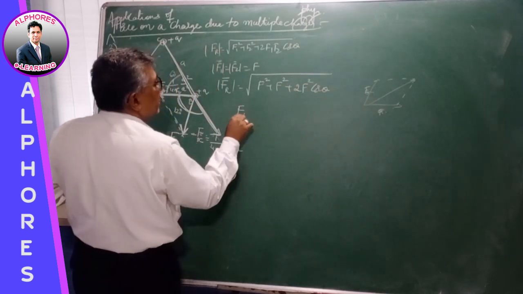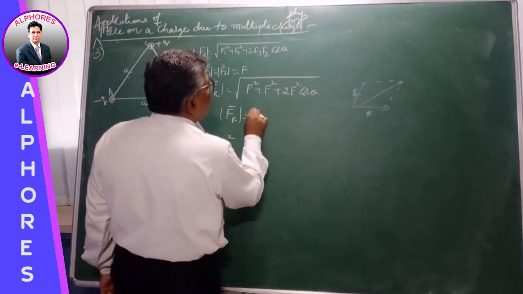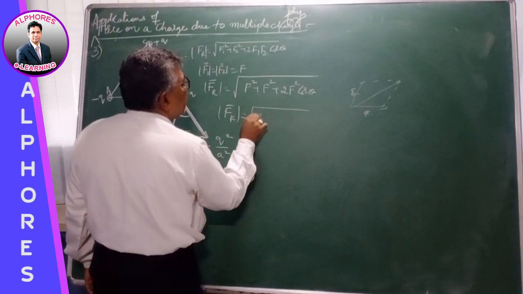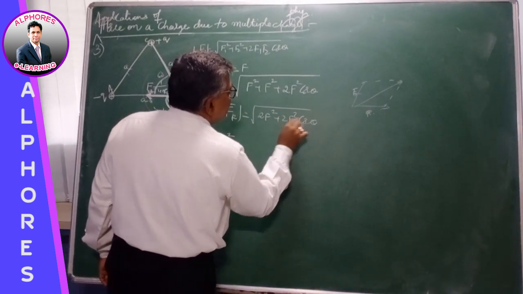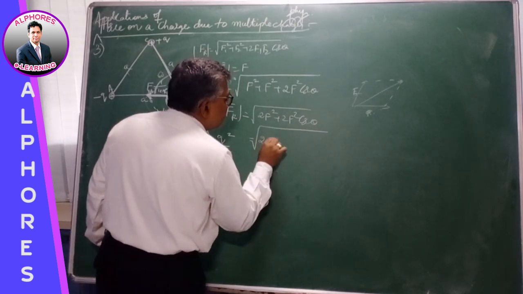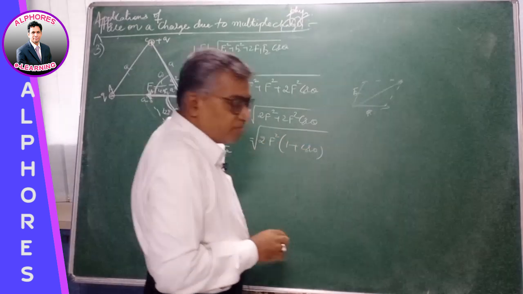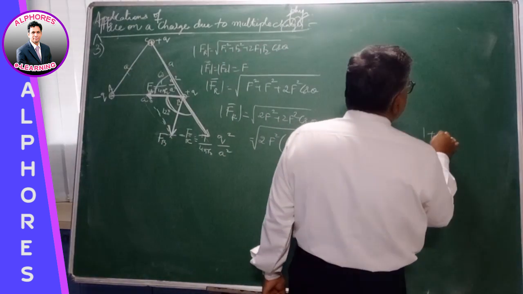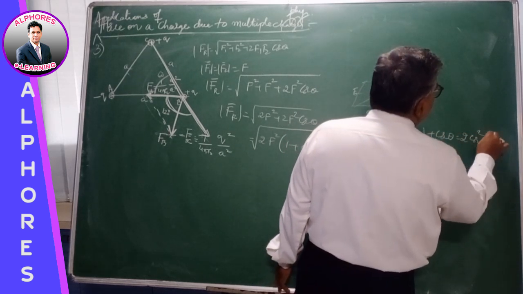So the resultant force, the magnitude of the resultant force, is given as the square root of F square plus F square plus 2F square cos theta. Take 2F square common. So it's the square root of 2F square times (1 plus cos theta). According to trigonometry, we know 1 plus cos theta is equal to 2 cos square theta by 2.